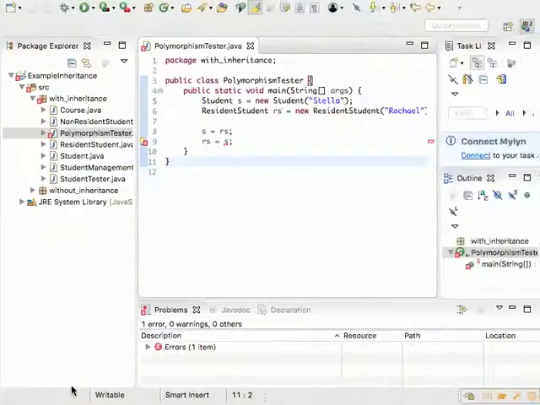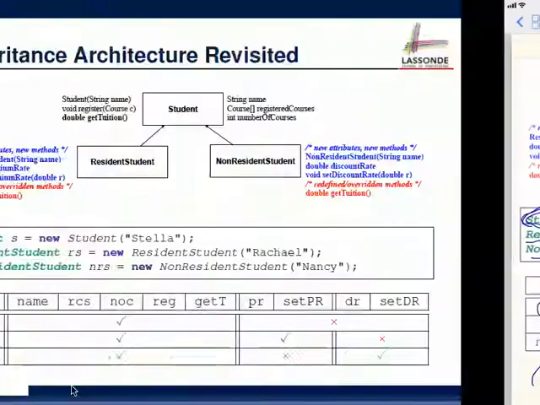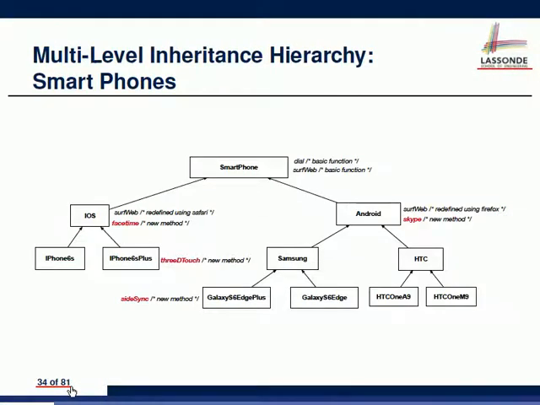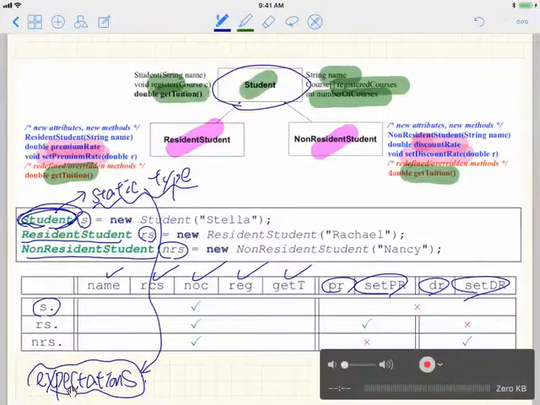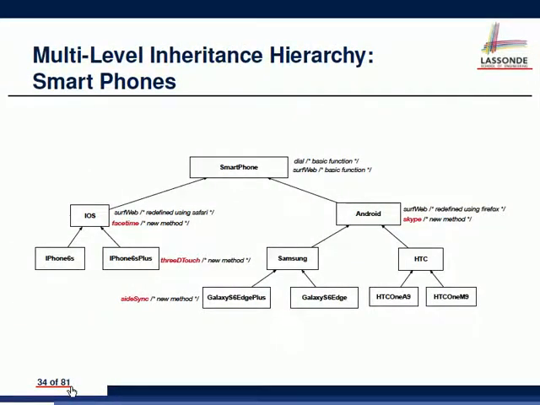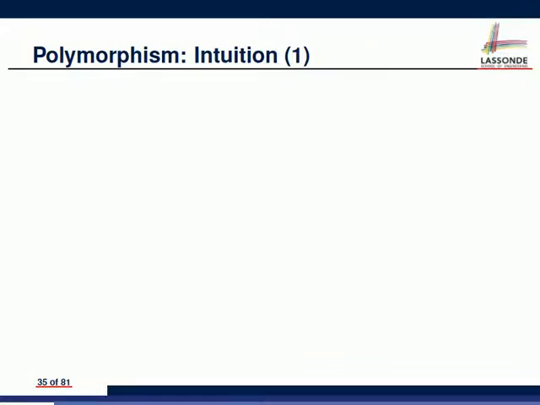Okay, very good. There's another hierarchy I want to mention very quickly. Let me go back to this hierarchy here after the questions. I'll come back here. So this is just another inheritance hierarchy we are going to use for the rest of the lecture. But now I want to go to some intuition for polymorphism first.